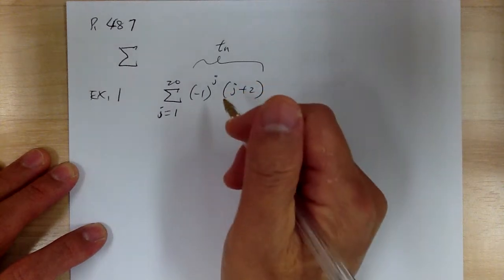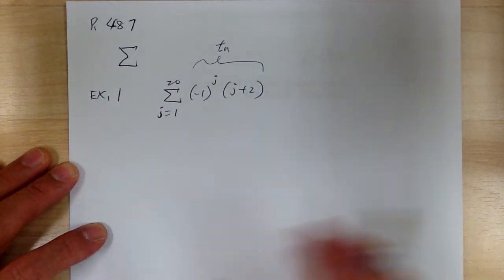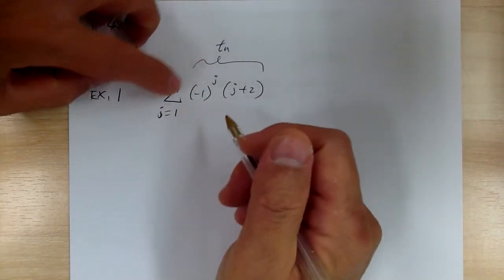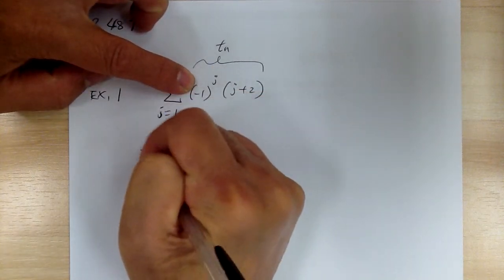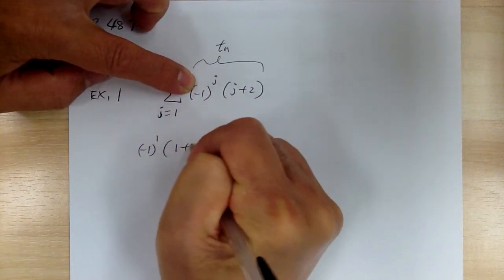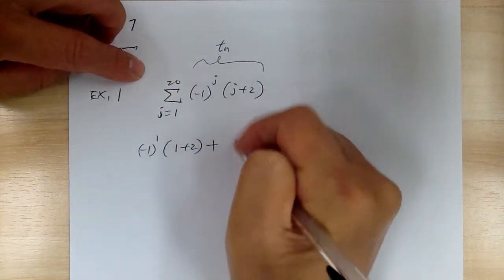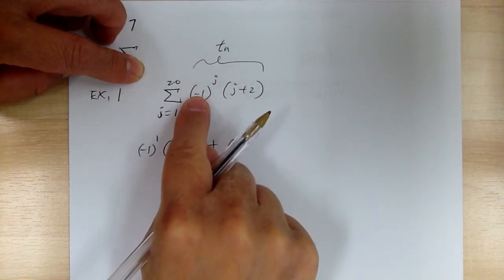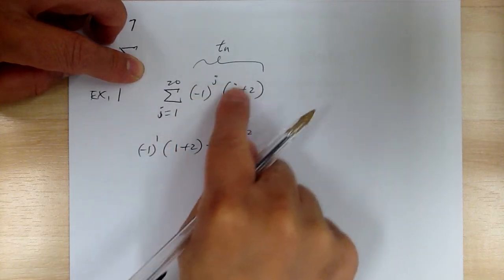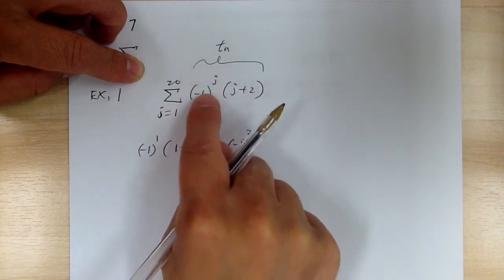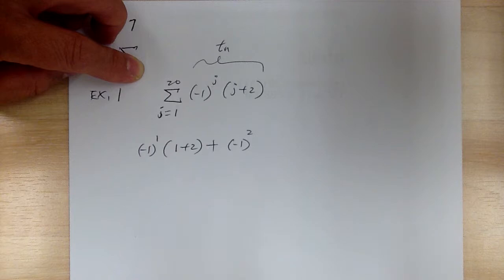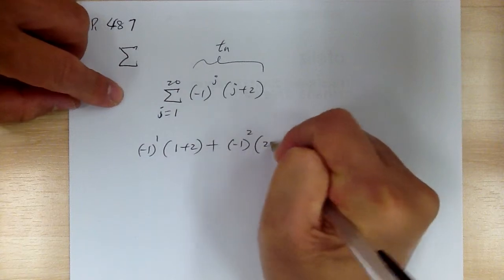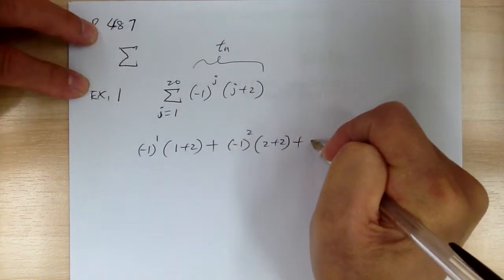In this case, they want you to write it in expanded form, which means write it out. So what you want to do is substitute. When j equal to 1, you get negative 1 to the 1 over 1 plus 2. Now j equal to 2. Remember what this part is: it's the alternating sign. This part takes care of the number, this part takes care of the sign. It gives you an alternating sign. So this is when j equal to 1, this is j equal to 2, and this is j equal to 3.